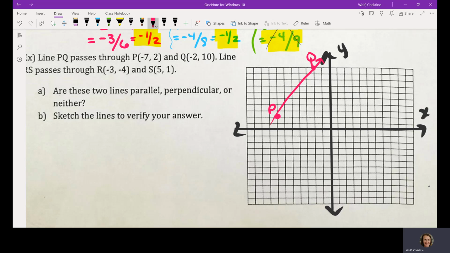I join those. I have a line. That was a bad line. Let's try again. Okay, whatever. All right. Next, I'm going to draw our RS. So point R is found at -3 and then -4. There's R. And S is found at 5, 1.